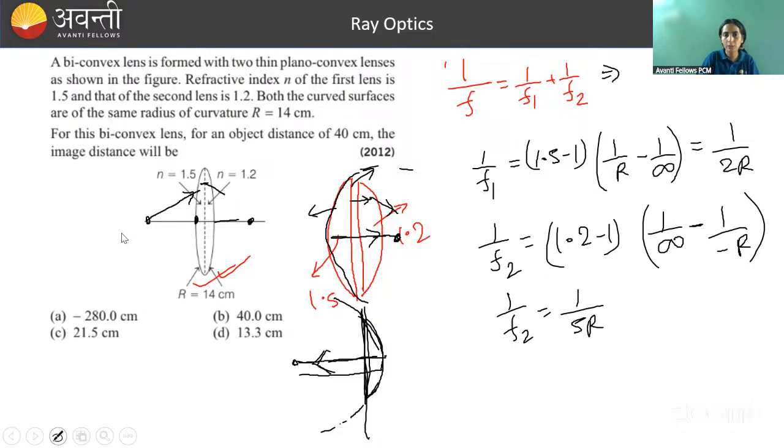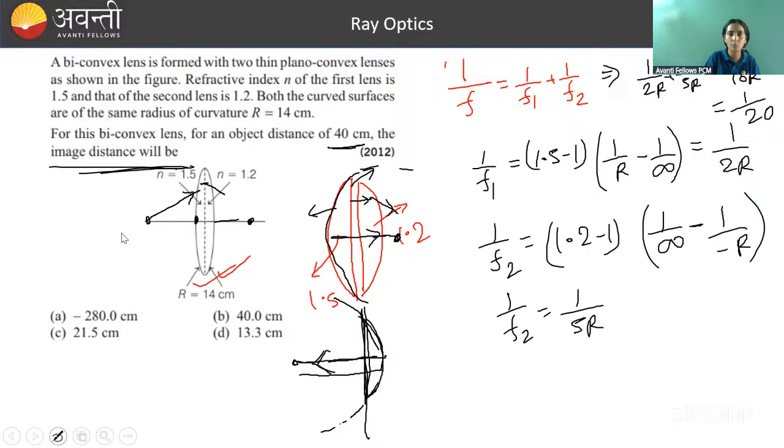If you calculate the total focal length, that will be equal to 1 by 2r plus 1 by 5r. So this is equal to 7 by 10r. ठीक है. And r is equal to how much, 14 centimeter. अगर यहाँ पे आप 14 रखते हो तो this will become 1 by 20. That is f is equal to 20 centimeter. Now what is the distance given? क्या निकालना क्या है? For an object distance of 40 centimeter, image distance will be what?